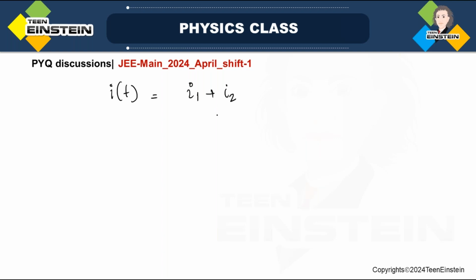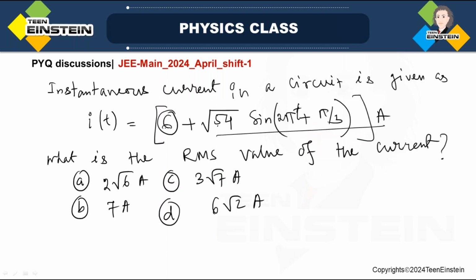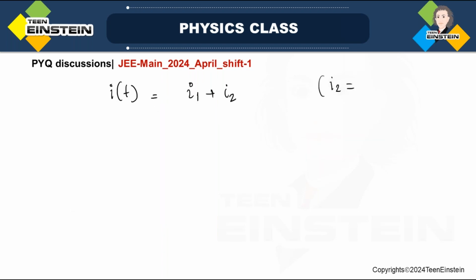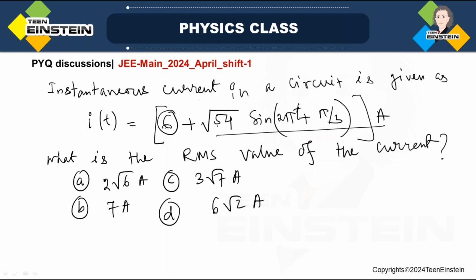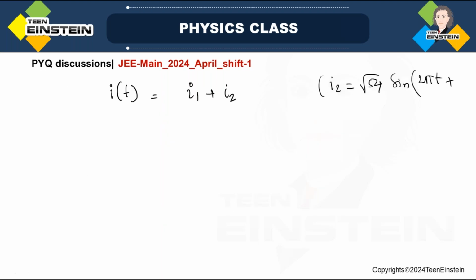Okay, so if I have to find out, I2 is actually square root of 54 sine of 2 pi t plus pi by 3 ampere. Okay, this is I2, right?